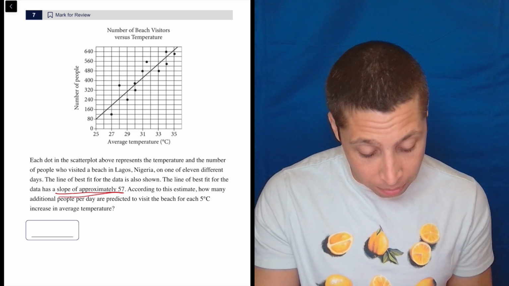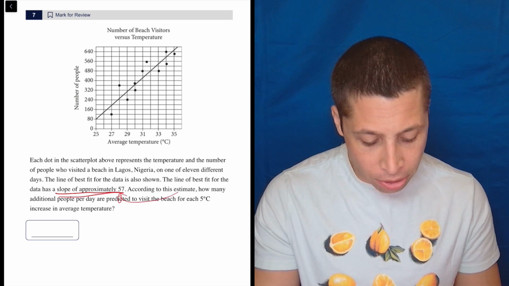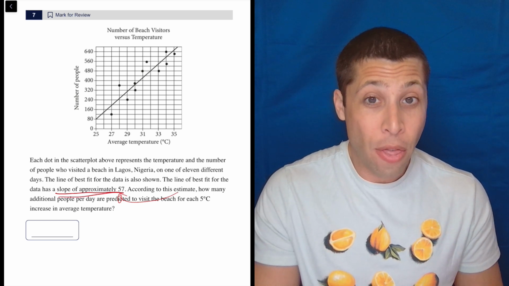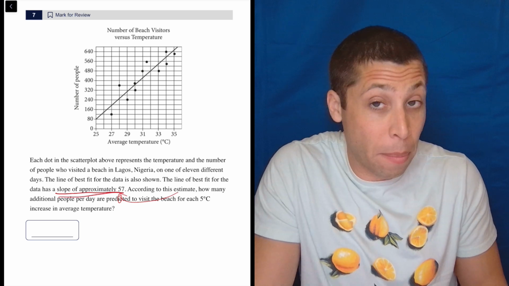According to this estimate, how many additional people per day are predicted to visit the beach for each 5 degrees Celsius increase in average temperature? The graph doesn't matter at all here, guys. I don't know why they gave it to us other than maybe to confuse us.